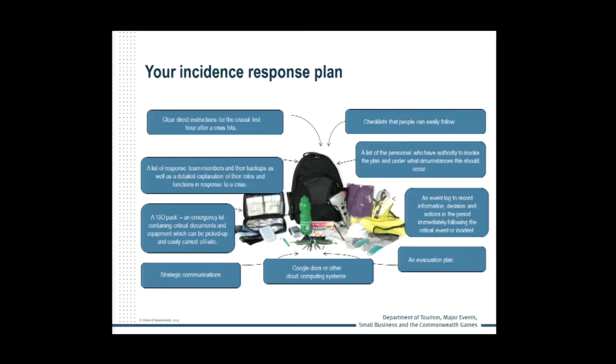There should be checklists that people can easily follow, an evacuation plan, a go pack, which is an emergency kit containing critical documents and equipment which can be picked up quickly and easily and carried off site. There should be contact lists for both external and internal personnel, and an event log to record information, decisions and actions in the period immediately following the critical event or incident.